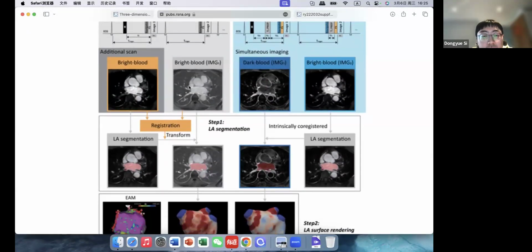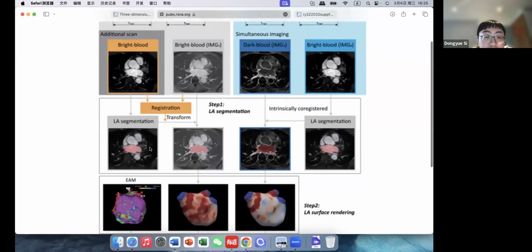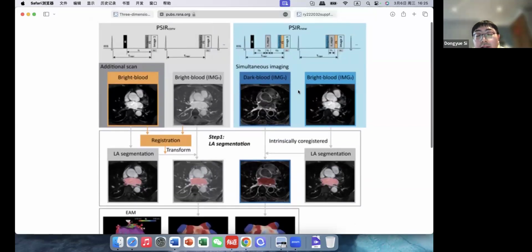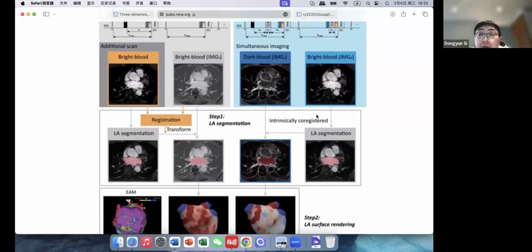For the conventional PSIR sequence, the atrium was segmented with an additional scan of bright blood imaging, and because the two images were acquired separately, an additional registration was required to apply the segmented left atrium to the dark blood LGE images. For the proposed PSIR sequence, the two images were acquired simultaneously, so they are intrinsically co-registered. The left atrial segmentation result can be applied directly to the dark blood LGE images.